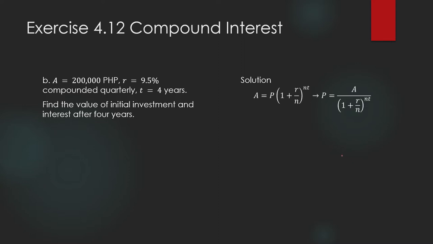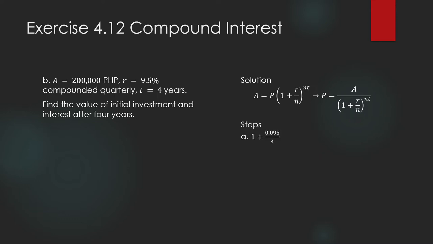So we must solve for P from this equation. This is just basic algebra. We will divide our equation by this, and this is the result. P is equal to A divided by the quantity 1 plus R over N raised to N times T. You must pay attention to the order of operations. So we will simplify this first. The operations inside a grouping symbol are the operations to be done first.